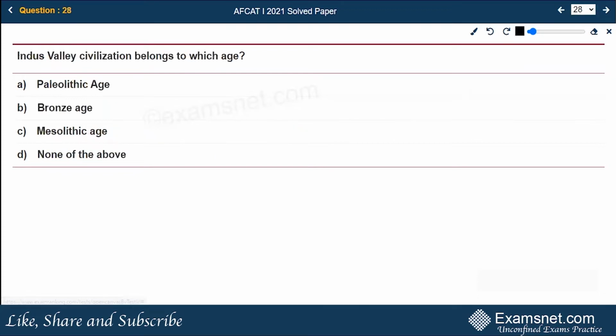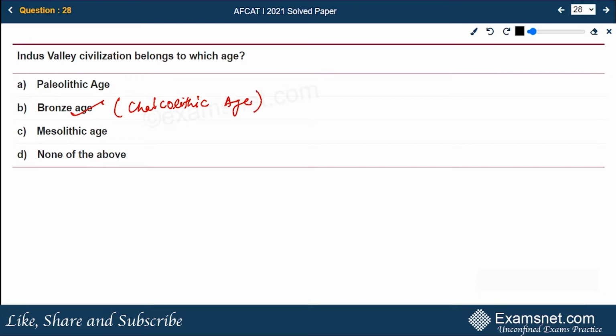Next, question number 28. Indus Valley civilization belongs to which age? Paleolithic age, Bronze Age, Mesolithic Age, or none of these? Indus Valley civilization belongs to Bronze Age. This civilization belongs to Bronze Age, or you can also say this is Chalcolithic age.